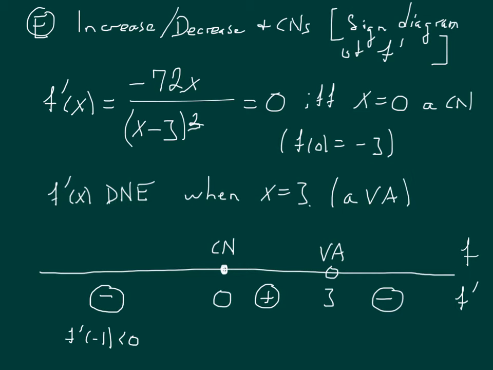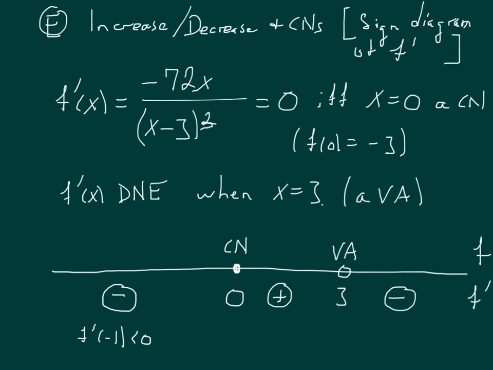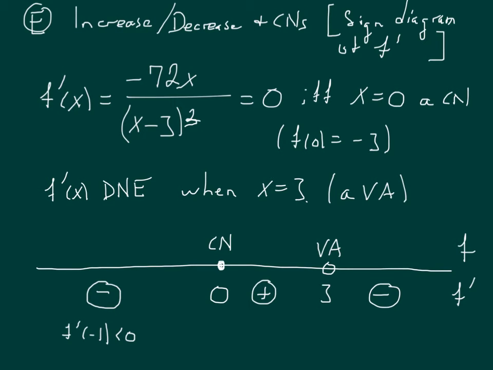I now know that f prime is negative on the interval minus infinity to 0. That means that f is decreasing on this interval. So f is decreasing on that interval.